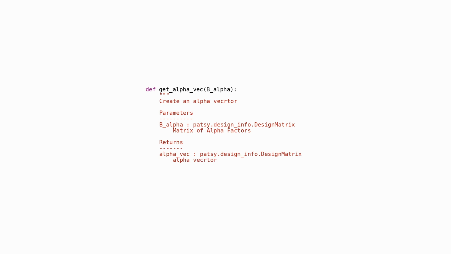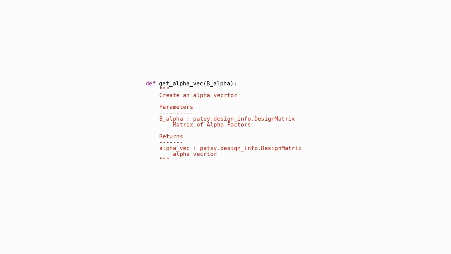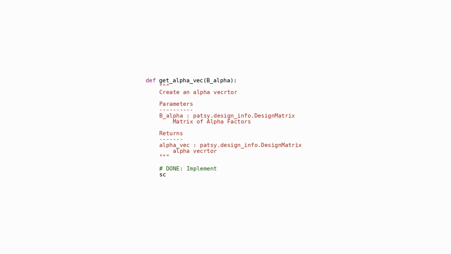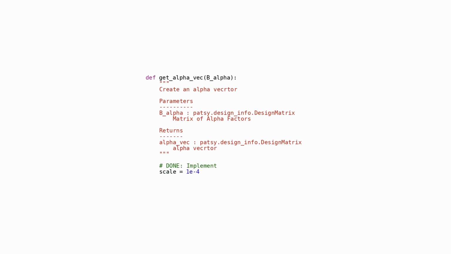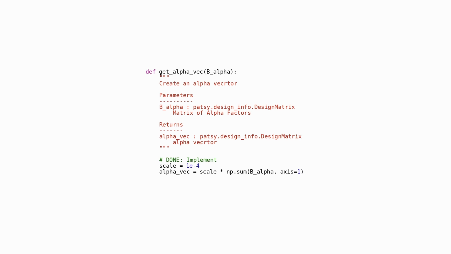This result is then multiplied element-wise by the scaling factor to produce the output alpha_vec, which is also expected to be in the form of a patsy.design_info.design matrix. After the get_alpha_vec function definition, the function is called with b_alpha as an argument, and its result is assigned to the variable alpha_vec.